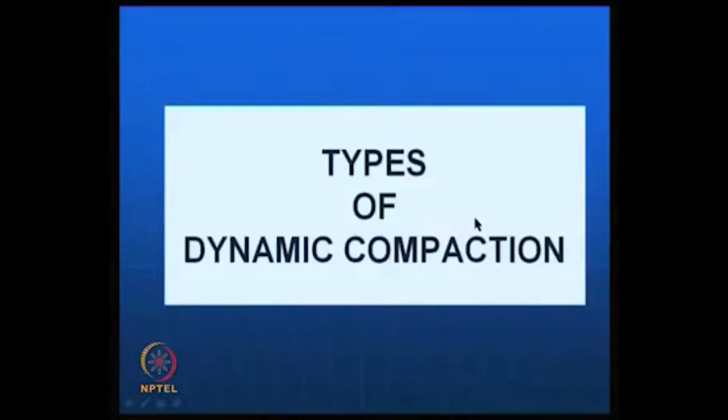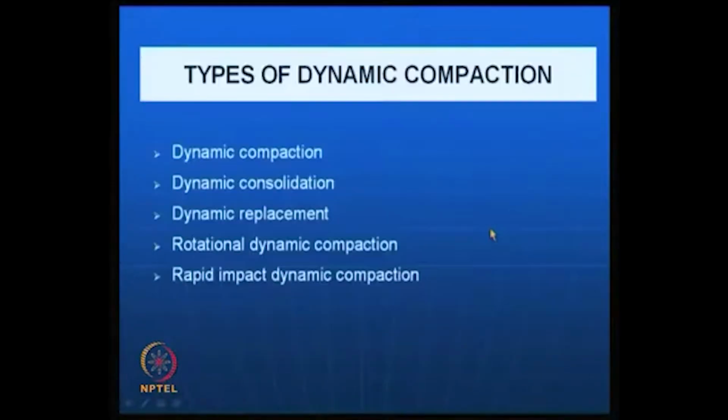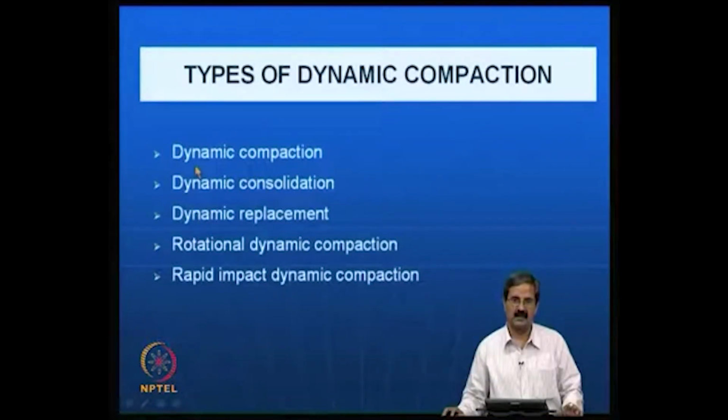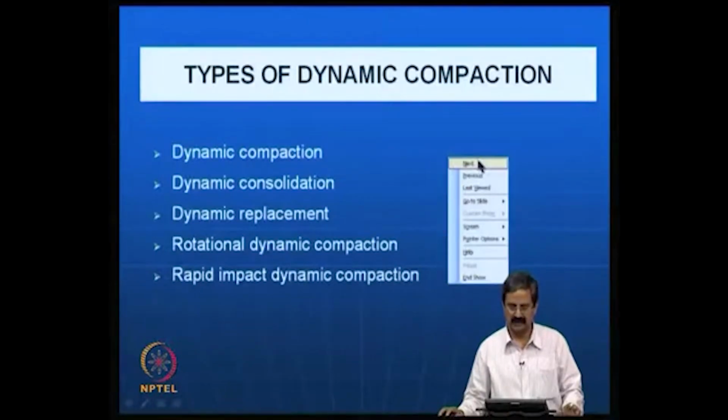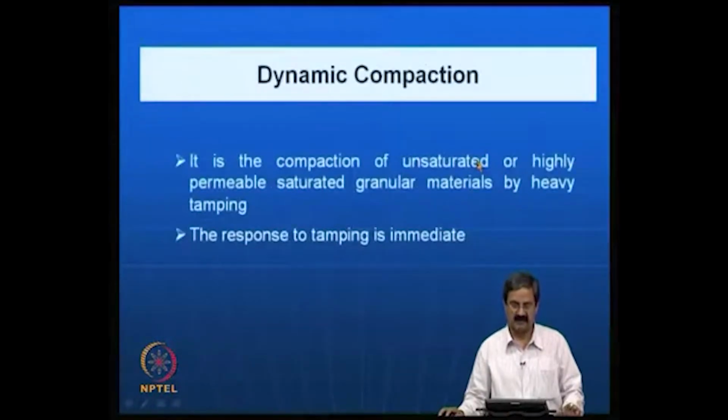So, I will just mention the types of compaction here, because dynamic compaction is a term that is normally mentioned, but it can be classified into different categories. One is called dynamic compaction, dynamic consolidation, dynamic replacement, rotational dynamic compaction, rapid impact dynamic compaction. Actually it is just based on the method that we use, nothing else, but all are effective.